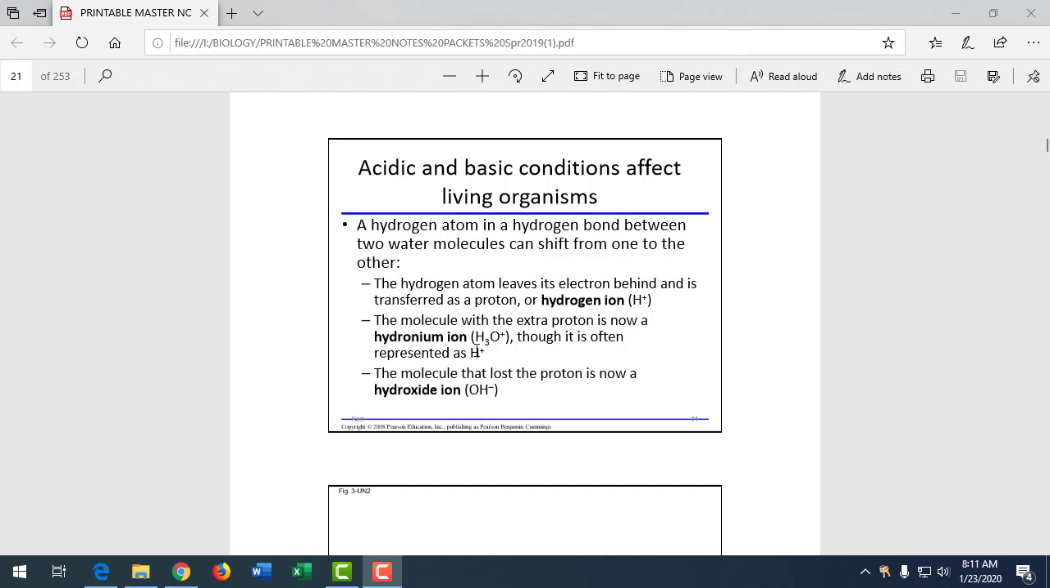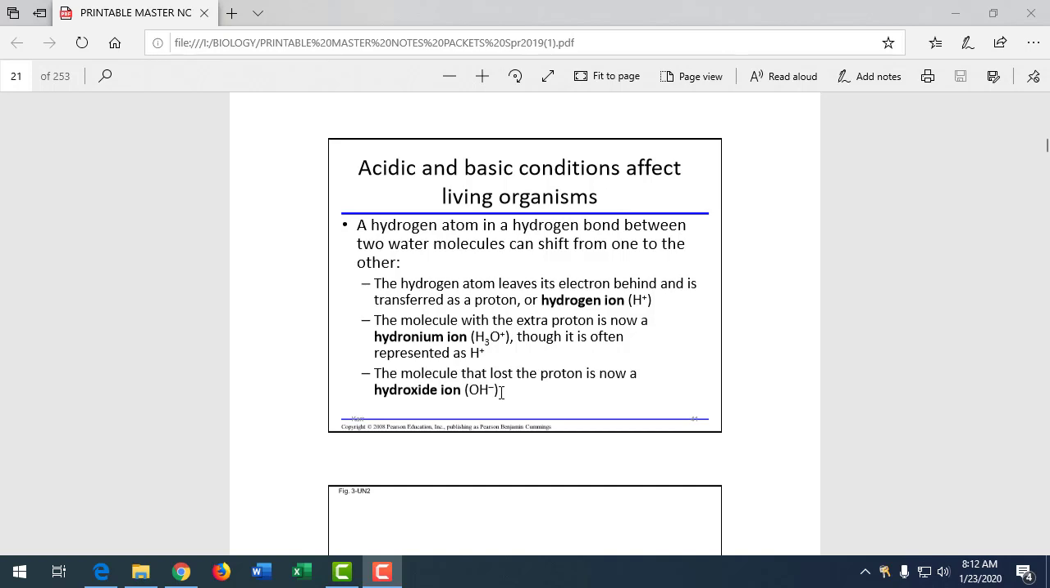And anything that releases hydronium ion, or H plus, as we call it in biology. If you were taking a chemistry class, you'd call it hydronium ion, H3O plus, but we're going to call it just H plus. So anything that releases H plus, we call an acid. Anything that releases OH minus, we call a base. Water releases H plus and OH minus, equal amounts of each.